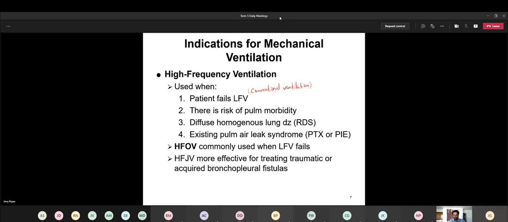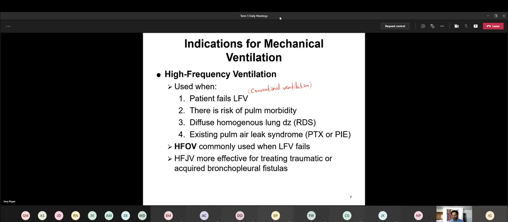And then 4, with those air leak problems that we saw in chapter 22, like your pulmonary interstitial emphysema, and of course pneumothorax, you don't want to make matters worse. If there's already air leaking out, get them off of the conventional machine and then place them on one of these, which is going to still be able to ventilate, but using very small volumes and less chance of barotrauma.